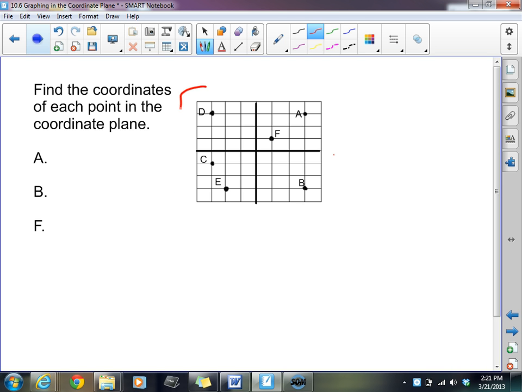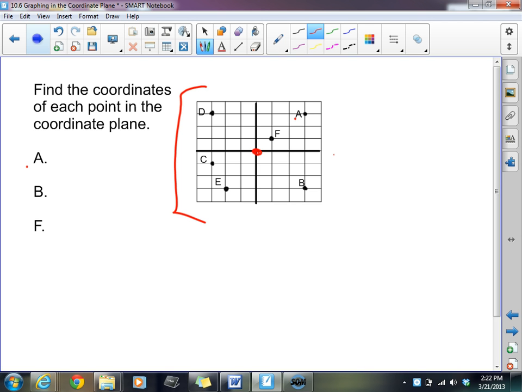So once again, this whole thing is the coordinate plane. This right here is what we call the origin, that very middle part, that's the origin. So let's go and find the coordinates, or the ordered pair, of each of these. So first of all, A. So I see A right there.